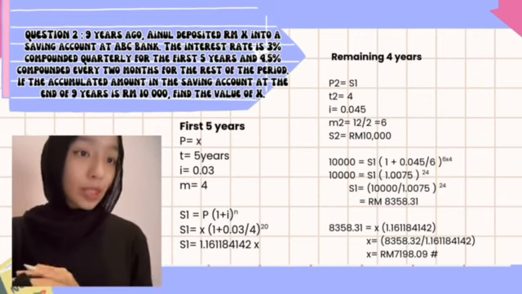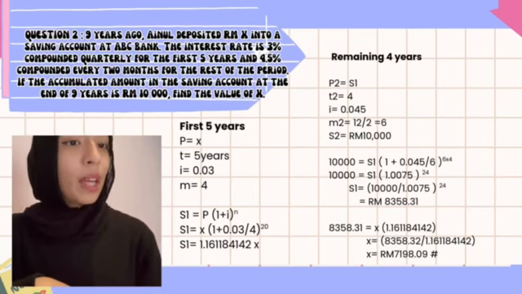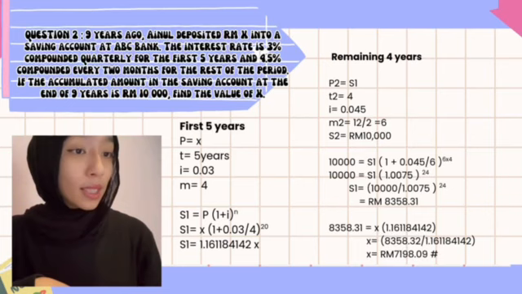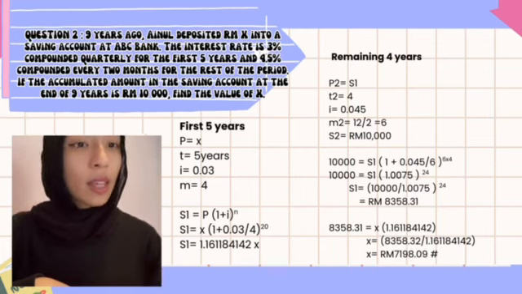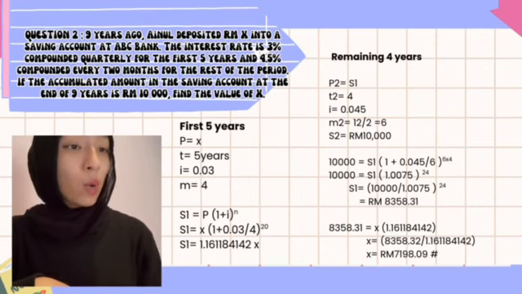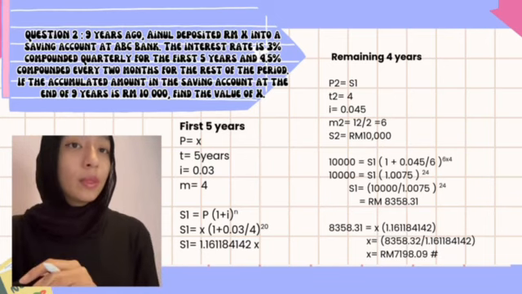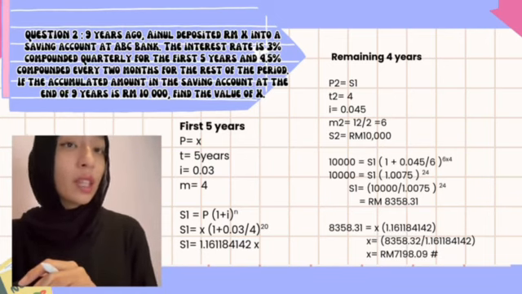Then we return to the first formula. S1 equals 1.16118142 multiplied by x. So we're going to solve for x. x equals S1 divided by 1.16118142. And the answer is that I originally deposited approximately 7,198 ringgit.